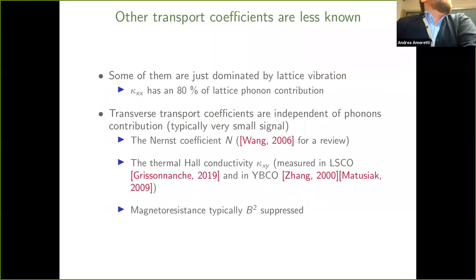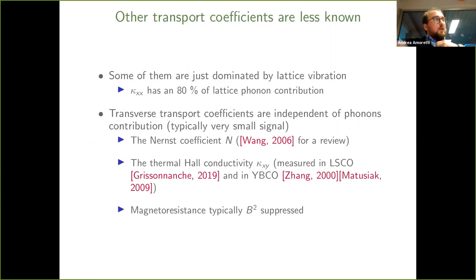So there are other properties of this material which are less known, some because they are difficult to measure. For example, the thermal conductivity is typically dominated by lattice vibration, and so it's not really an easy signal to disentangle from the lattice. But there are other measurements which are easier to disentangle from the lattice vibration, which are the transverse ones, like the Nernst coefficient and the Hall thermal conductivity. These being transverse transport coefficients, are typically not affected by phonons, so they might be a promising quantity to measure and be sure that you're not just seeing lattice vibration.